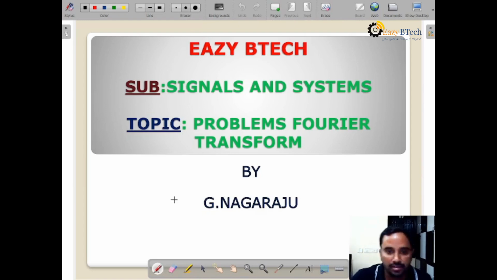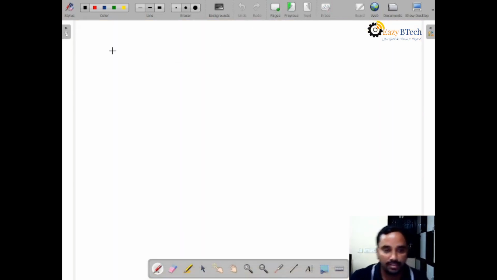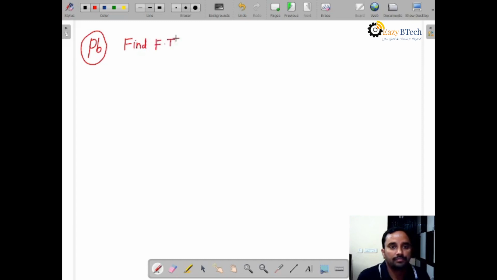Problems on Fourier transform. So let's take the problem. Find Fourier transform of the given signal. So we are discussing problems on Fourier transform. Find Fourier transform of the given signal e power at into u of minus t, e^(at) u(-t). What is the Fourier transform of this given signal?